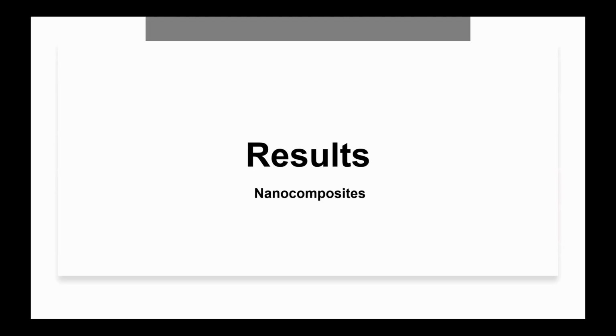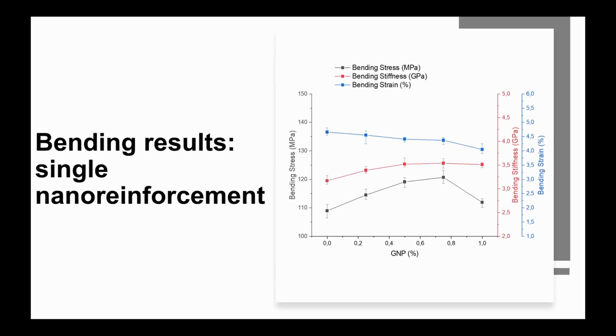So, moving to the results. We first started by studying graphene. So that's why we used 0 to 1%. And we concluded that 0.75% of graphene showed the best bending stress results, as well as the bending stiffness results. As for bending strain, as predicted, 1% showed the best results. So, taking this into account, we used this as the basis for our following studies.